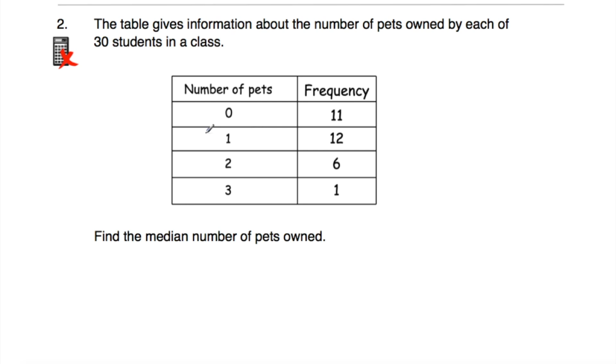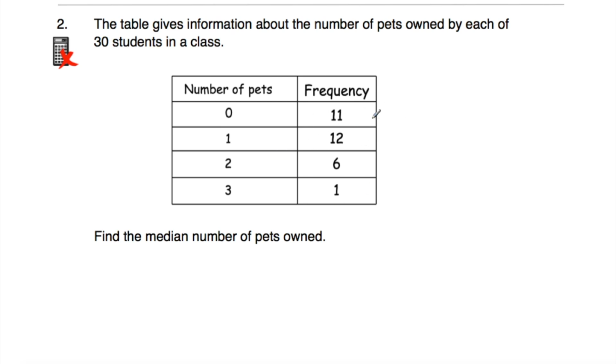So what I'm going to do is, rather than writing down 11 zeros, 12 ones, 6 twos and 1 three, in other words, listing down the number of pets owned by everybody in order and then finding the median, I'm not going to do that because that's quite time consuming. But if you forget how to find the median from an ungrouped frequency table like this, you could list them down and find the median that way if you really want to. If you can't remember the n plus 1 divided by 2, then by all means do that. If you've got no other approach, that's how you could do it.